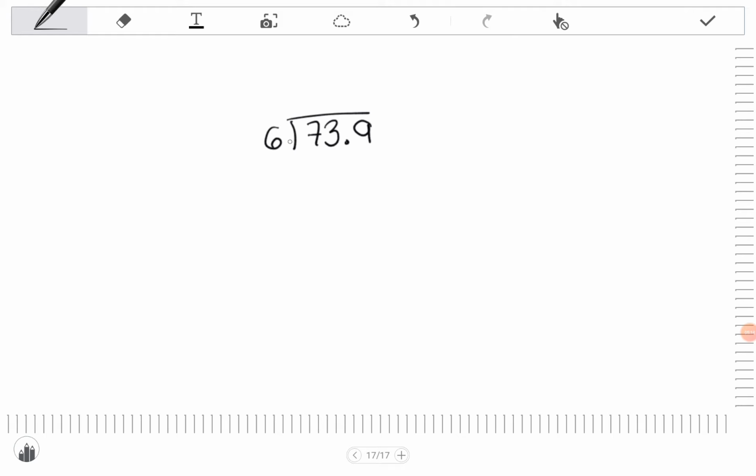So, let's do it. 6 in 7. How many times does number 6 fit in number 7? Number 6 fits only one time in number 7. 1 times 6 is 6, and we subtract. Now, 7 minus 6 is 1. And the next step is to bring down the number at the right. Now, we have to divide 13 divided by 6. And 13 divided by 6 is going to be 2. Now I multiply 2 times 6, and 2 times 6 is going to be 12.